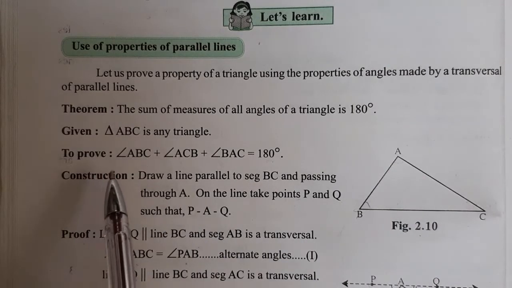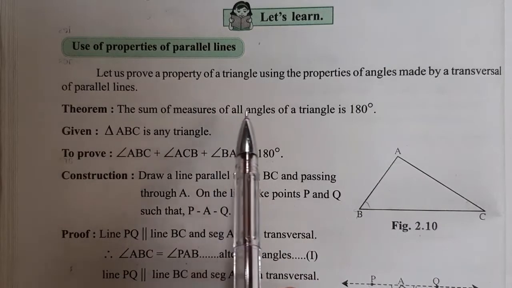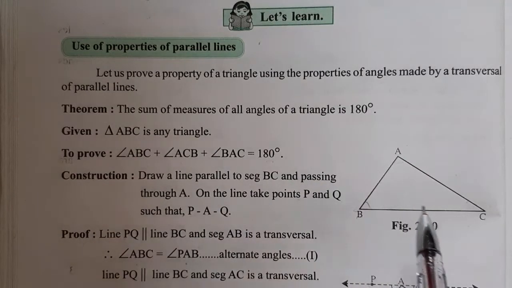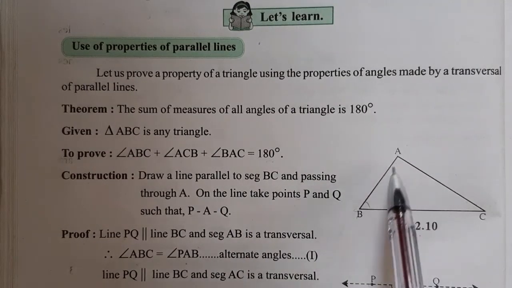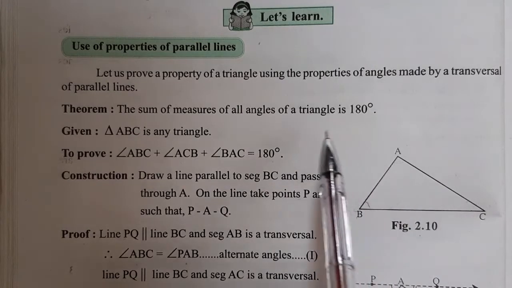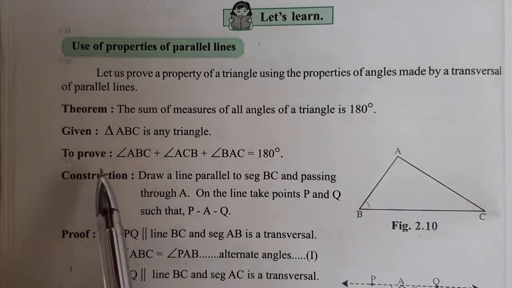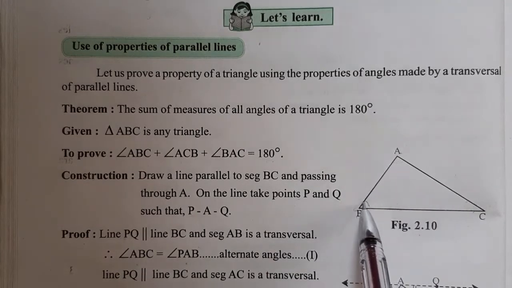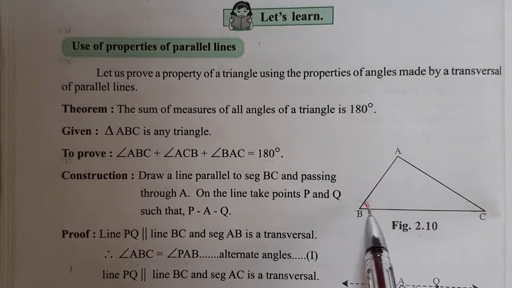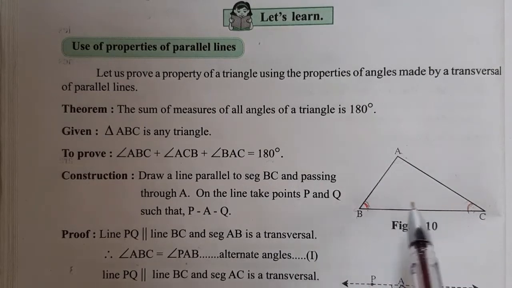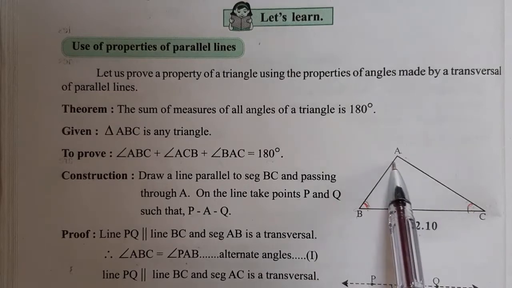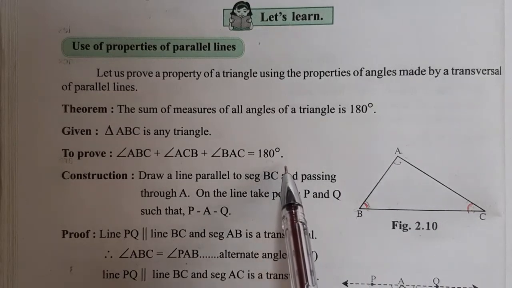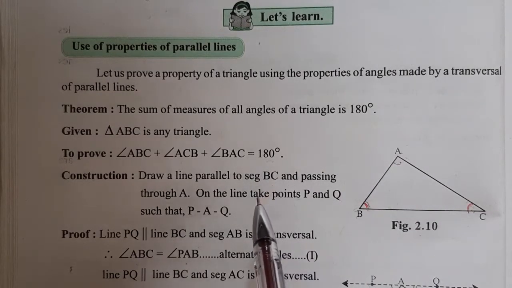What do we have to prove? The sum of the measures of all angles of a triangle. How many angles are there? 3 angles. So the sum of the 3 angles of a triangle is 180 degrees. So here to prove that angle ABC, that means this angle B, plus angle ACB, this angle, plus angle BAC, this angle, equals 180 degrees. Now to prove that theorem, we have to do one construction. Now see the construction.